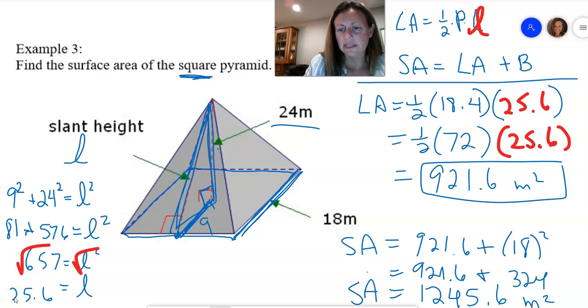I don't know why it will not write the edge. Okay, there we go.